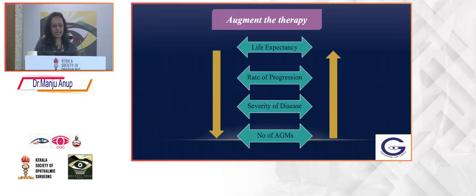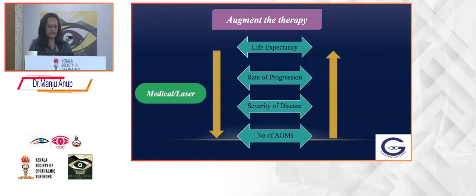severity of the disease, and the number of AGMs which the patient is currently on. Suppose the patient is an elderly patient, slow rate of progression, mild to moderate disease, and the patient is only on 1 or 2 medications, then you have to think of a medical or laser procedure. Suppose the patient is on a single drug, which is a beta blocker or carbonic anhydrase inhibitor or an alpha agonist, switch to a prostaglandin agonist because it gives further IOP reduction with a single drug.